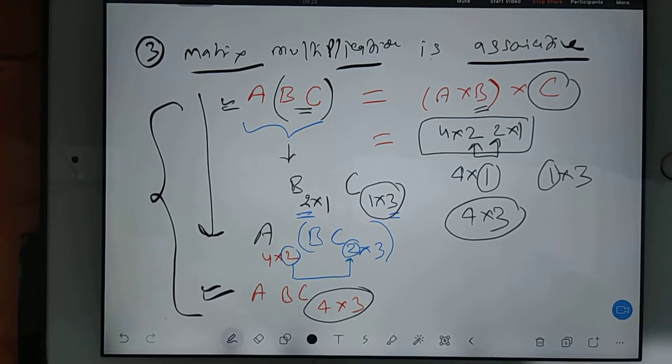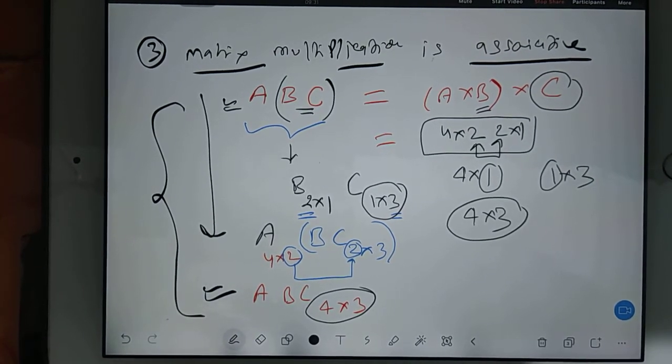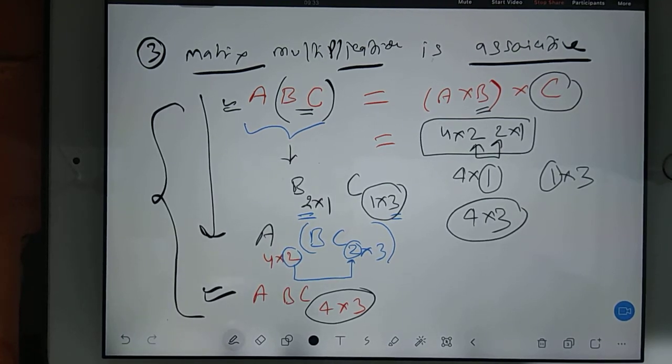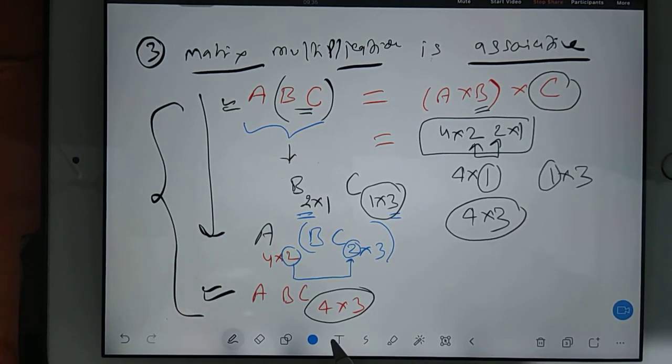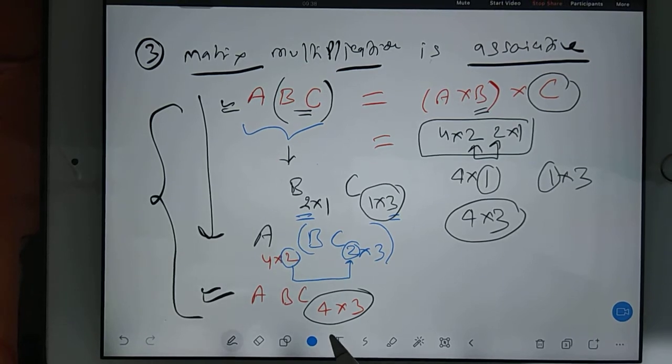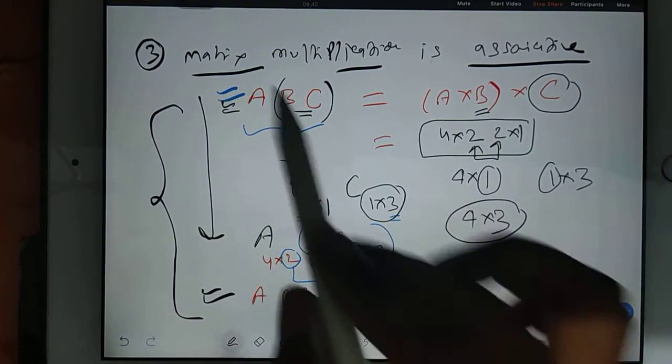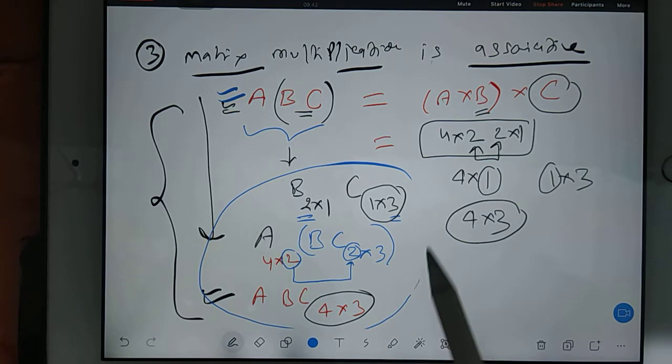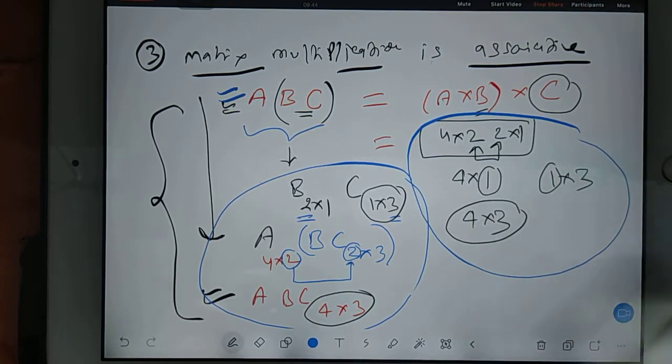Okay, so you roughly note this down also. It will give you an idea of the sense of this.